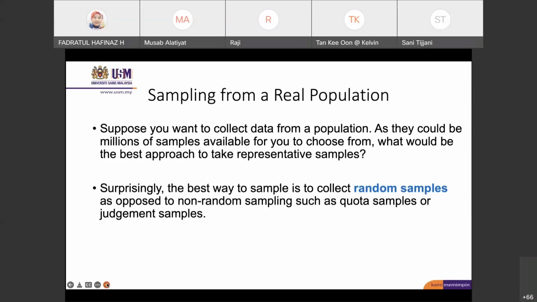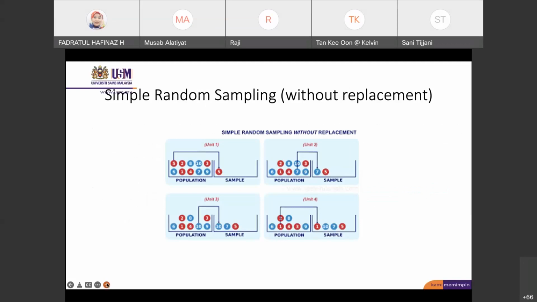Surprisingly, the best way to sample is to collect a random sample as opposed to non-random sampling, such as quota samples or judgment samples. Okay, this is a simple technique of random sampling. It's called simple random sampling without replacement, right?